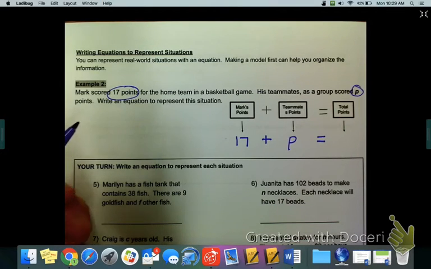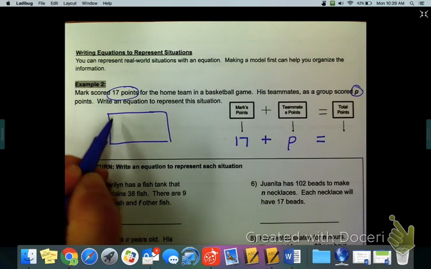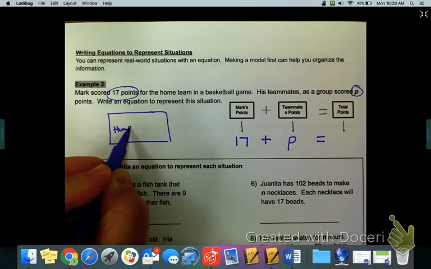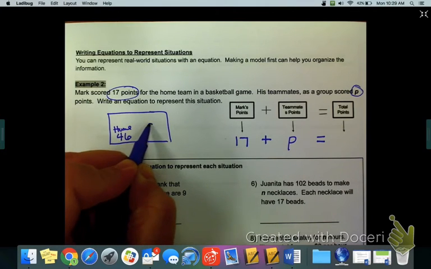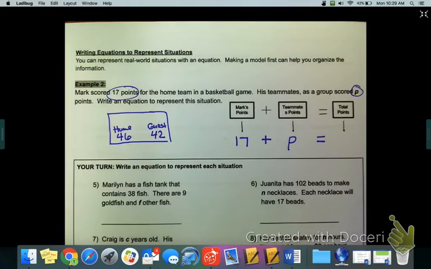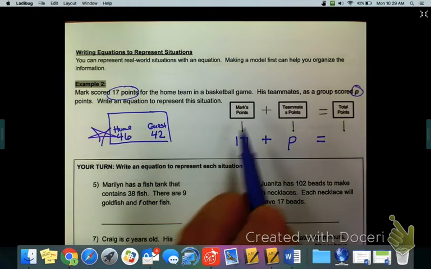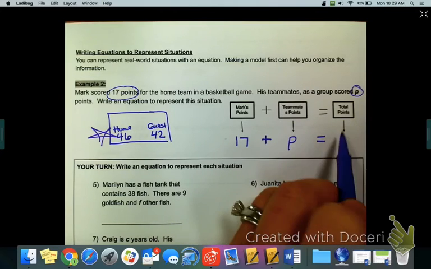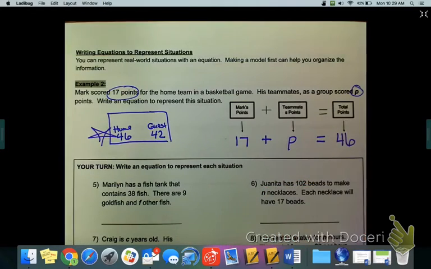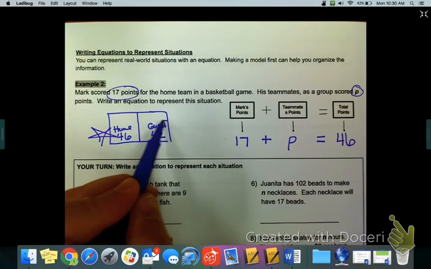To get the total points, you have to see the scoreboard, and the scoreboard shows the home team has 46 points, and the guests have 42 points. So this tells me right here that the total points that Mark and his teammates scored together was 46 points. So this is a scoreboard that you can't see. So I'm drawing it out for you.